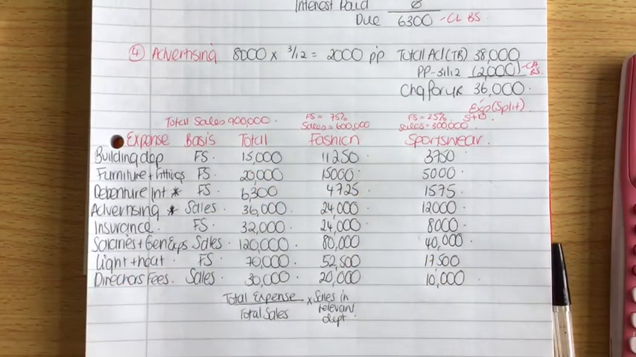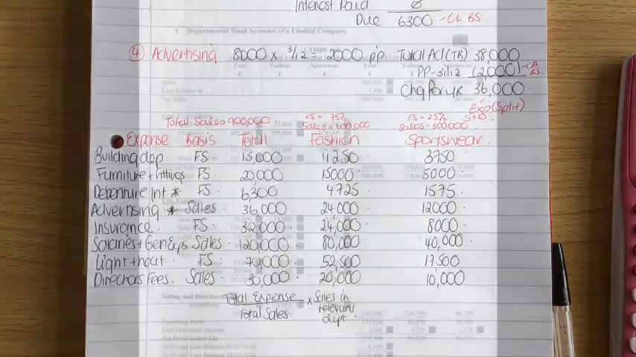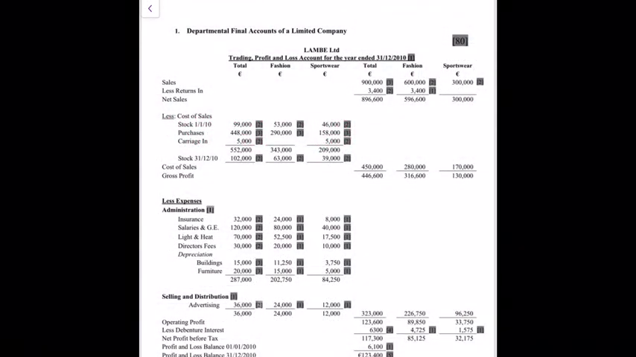Okay, and now we're ready to go and actually do the profit and loss account. So this is the trade and profit and loss account. A few things to note in terms of layout. We've got a full, proper heading there: trade and profit and loss account for year ended 31st of the 12th 2010, and that will get you 1 mark for doing that.